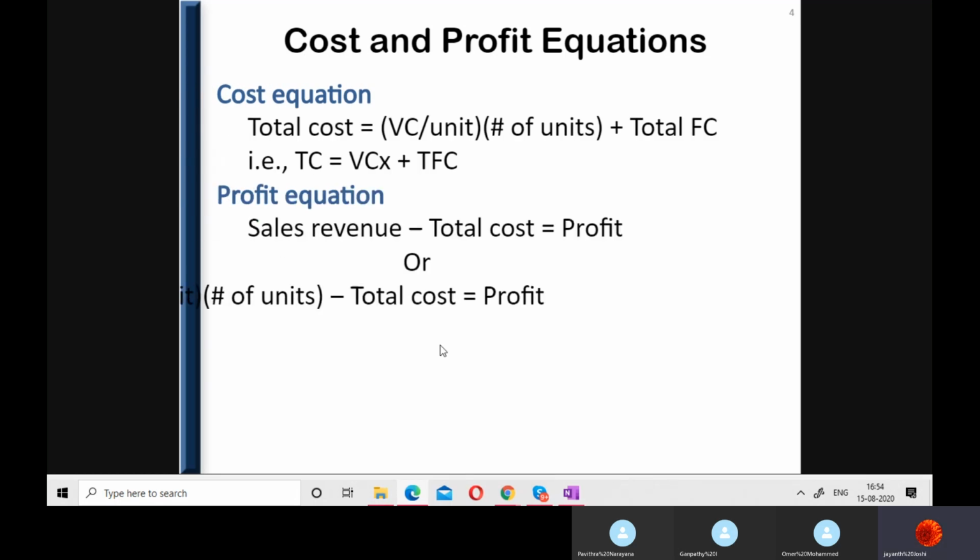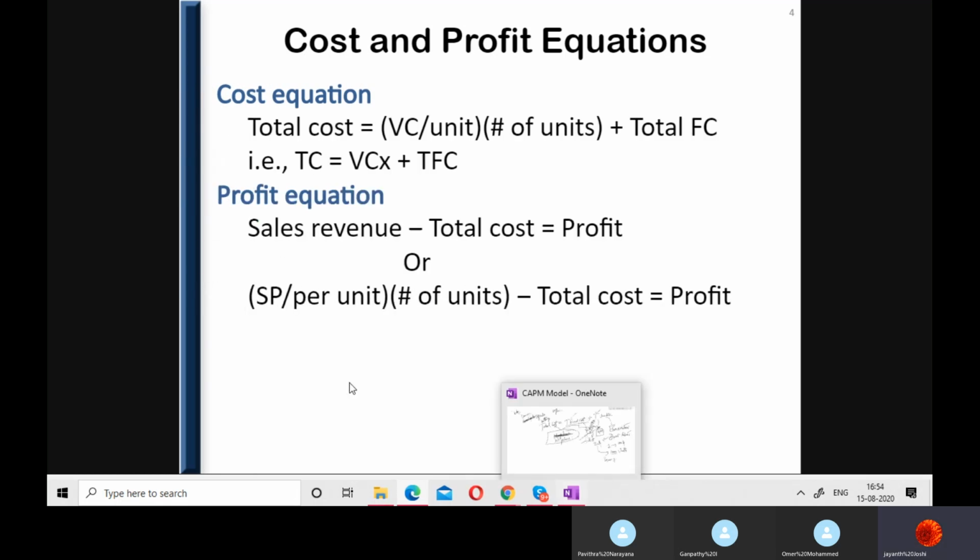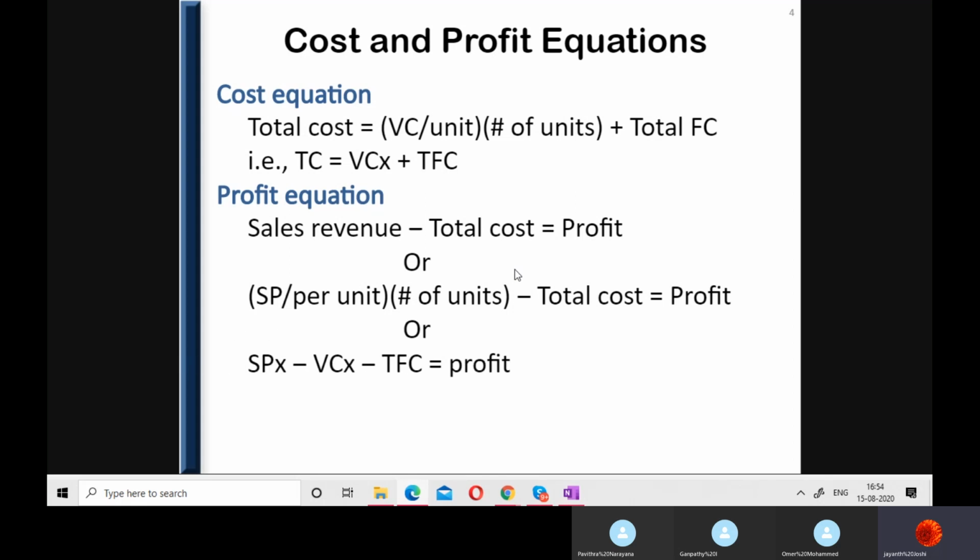So here we are looking at the total cost we have got, and here are certain equations. Please concentrate. Total cost is a combination of total fixed cost and total variable cost. How will you get the total variable cost? Variable cost per unit into number of units. When you add these two, you get the equation. And the profit equation is nothing but sales minus total cost is profit. Sales revenue minus total cost.